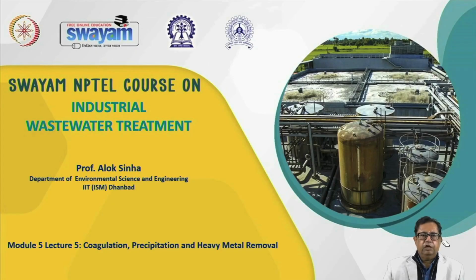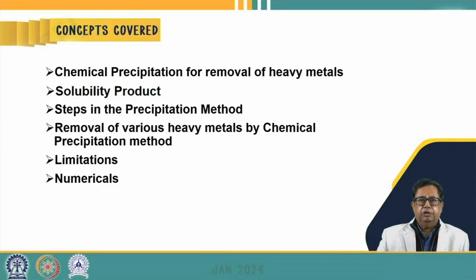Welcome back. So we are in module 5, lecture 5, and we are discussing coagulation, precipitation and heavy metal removal. The concepts covered in this topic will be on chemical precipitation for removal of heavy metals. We will talk about the solubility product. We will talk about the steps in the precipitation method.